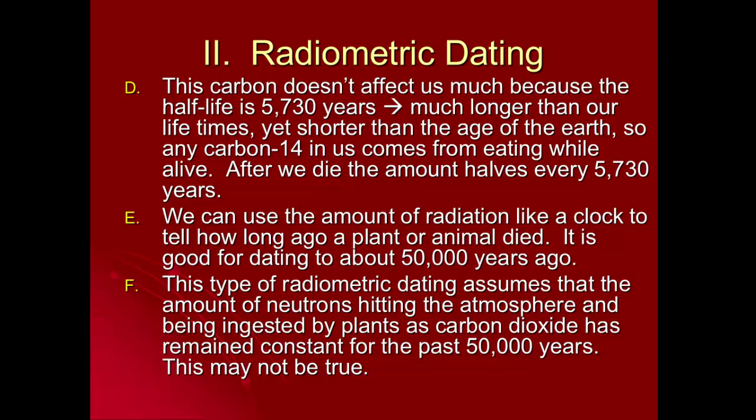This type of radiometric dating assumes that the sun has always been hitting with the same intensity that it currently is, and that the plants have always been absorbing carbon dioxide at the same rate they are right now. And that would have to be the case for the past 50,000 years. May not be true, may be true, so there could be a little bit of error there in the carbon dating. But so far as we know, this should be working.